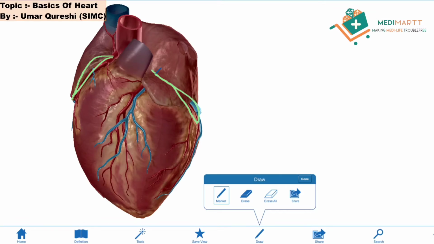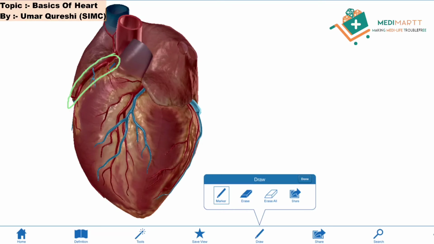Now moving towards the next paragraph: the right part of the groove runs downwards. We can see that this is the right part, so it runs downwards and to the right, between the right atrium and the right ventricle. This is the right atrium and this is the right ventricle, so it intervenes between them and contains the trunk of the right coronary artery. Only the trunk of the right coronary artery is present here. That's the thing.